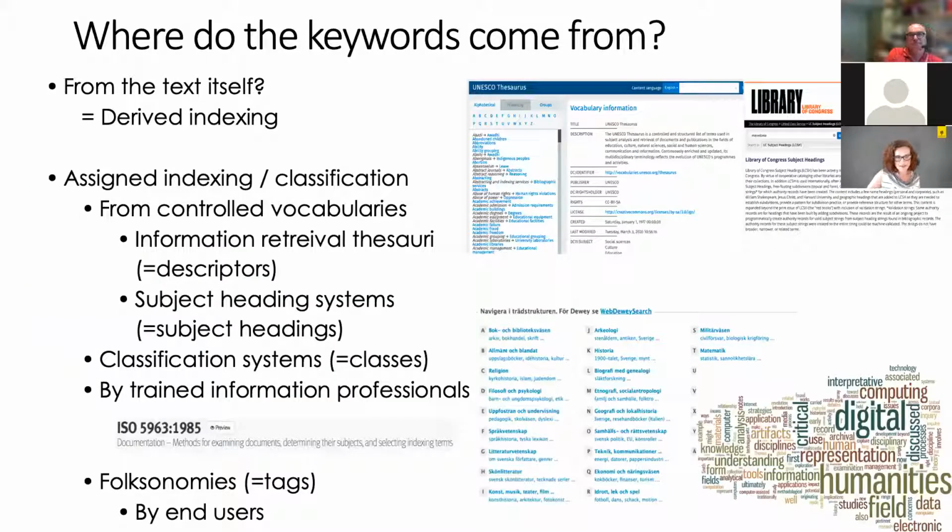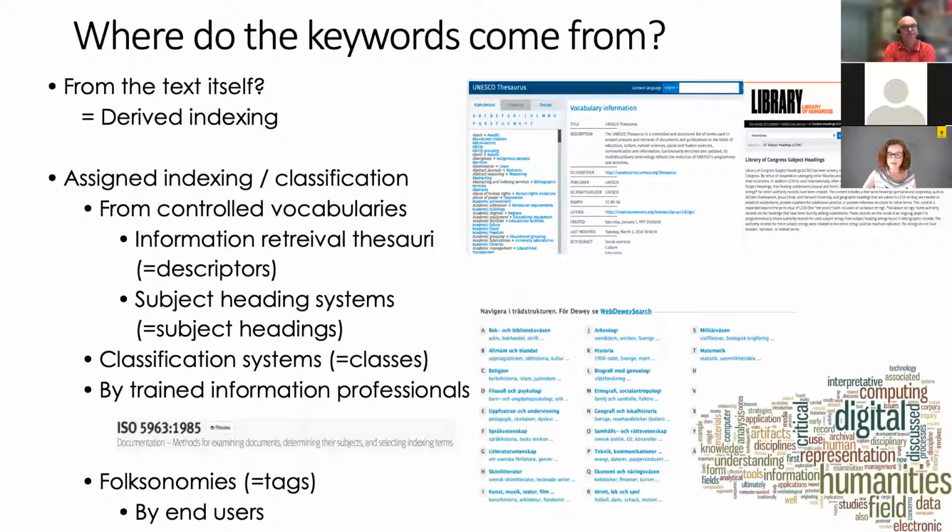And just to clarify this a bit more, if the keywords or terms come from the text itself, that's known as derived indexing. If, on the other hand, they come from controlled vocabularies like thesauri, subject heading systems, or even classification systems, that's assigned indexing. In this case, assigned indexing is most often conducted by trained information professionals following indexing policies and standards like the ISO standard from 1985 for subject analysis and indexing.